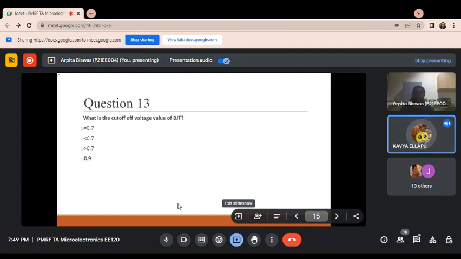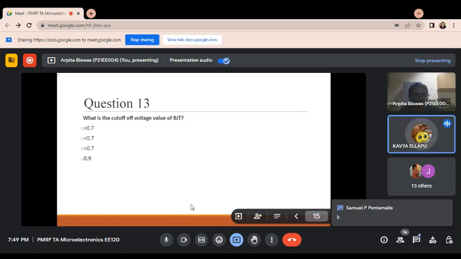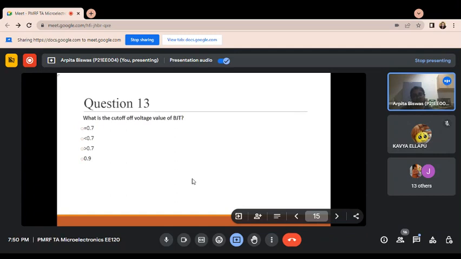Less than 0.7, ma'am. Can you explain why it is less than 0.7? Ma'am, because the knee voltage is 0.7, so less than the knee voltage, no current will flow. That is equal to the cutoff region, ma'am. Okay, but what is the cutoff voltage value? It means when the cutoff region ends and it starts to saturate or enter the active region. It is just the starting point of some value.